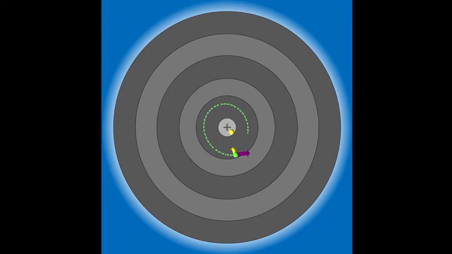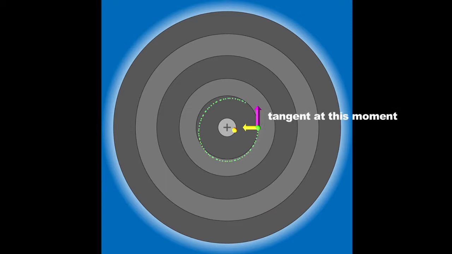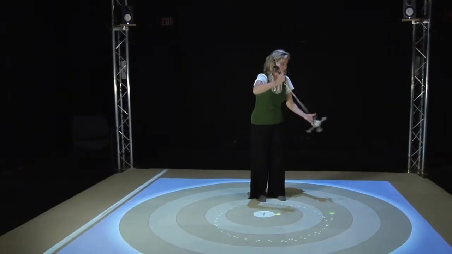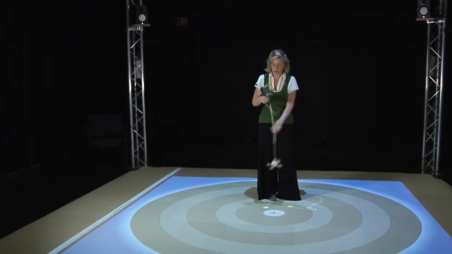Coming out of that green moving ball are 2 vectors, one that's pinkish and coming straight out at a tangent, and that represents the tangent at that instant. And the other one is a yellow vector that's heading towards the plus sign, and that represents centripetal force. In this case, centripetal force is the tension coming from the string.